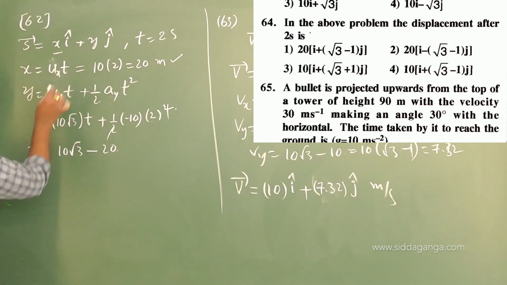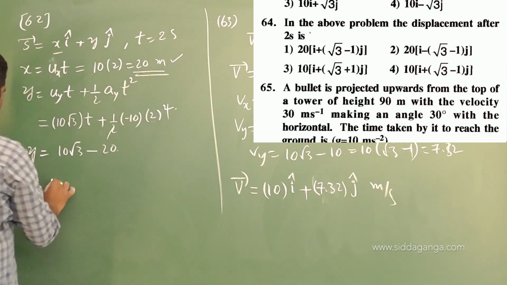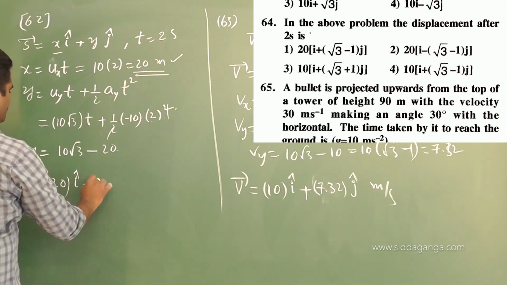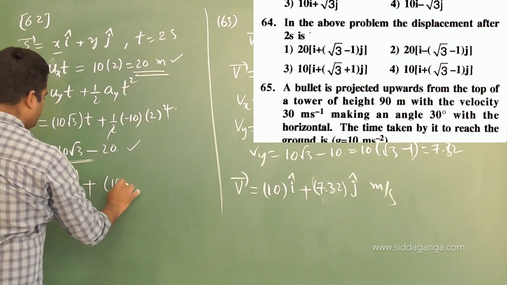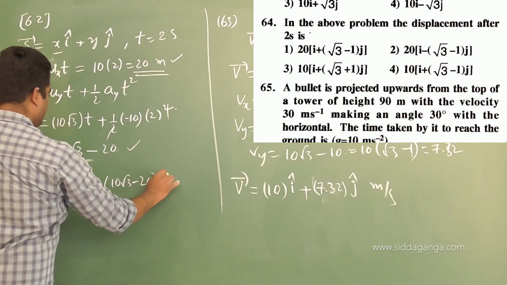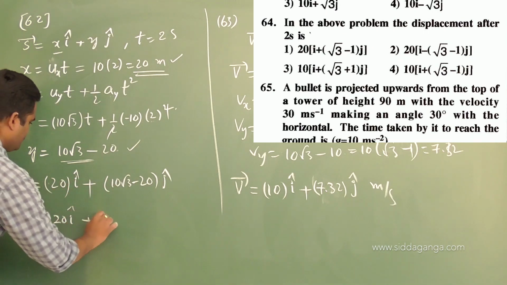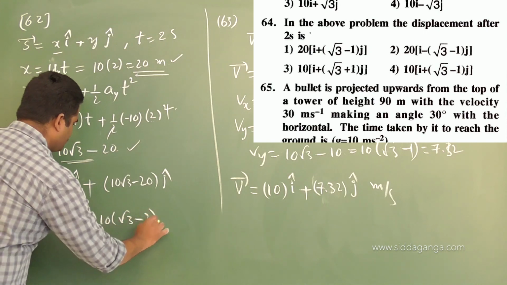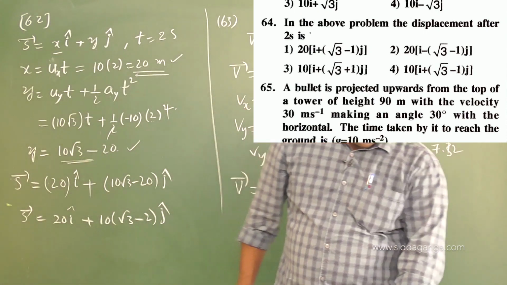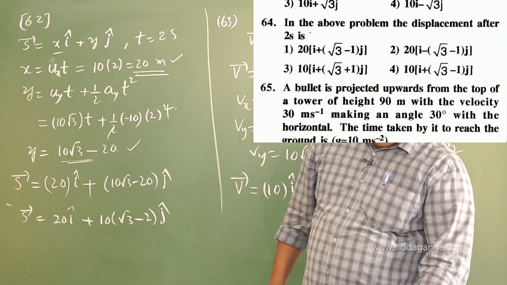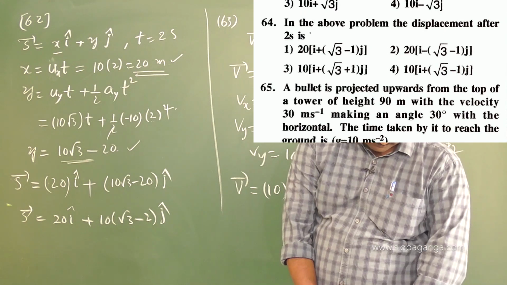Okay, so what is the value of x i cap plus y j cap here, that is how to find displacement s bar? It will be equal to, in place of x, I need to write 20 i cap plus, in place of y, 10 root 3 minus 20 into j cap. Or if I take 10 common here, this is 20 i cap plus 10 into (root 3 minus 2) into j cap, or they have taken 10 common everywhere, or 20 they have taken common. Which option is given?